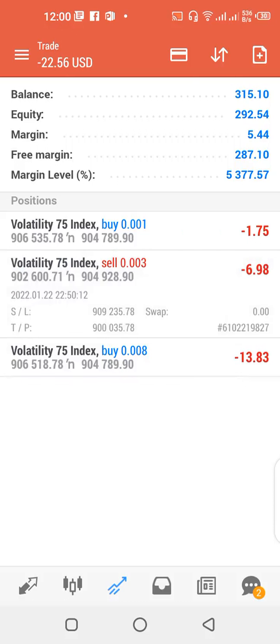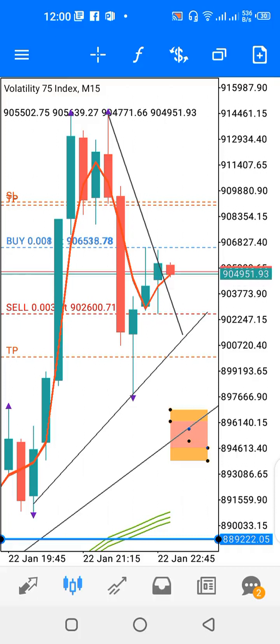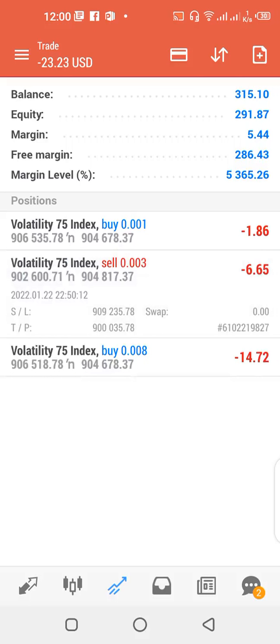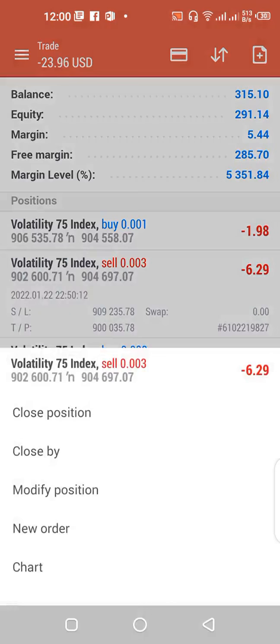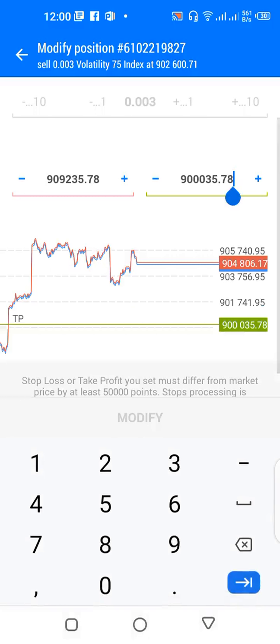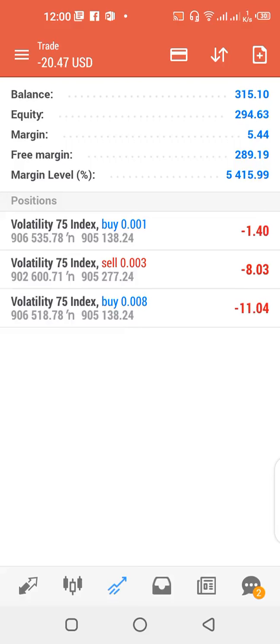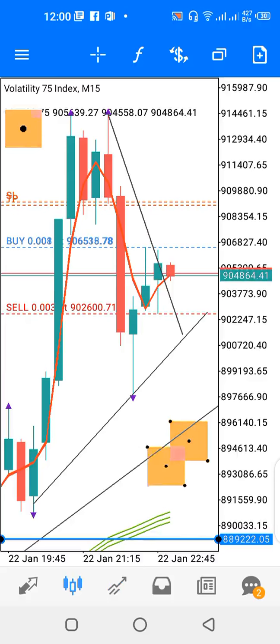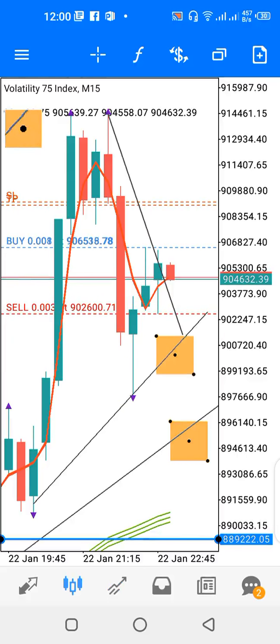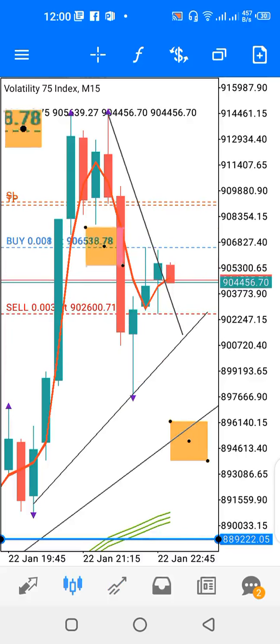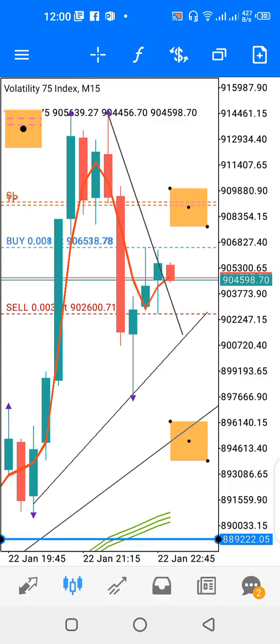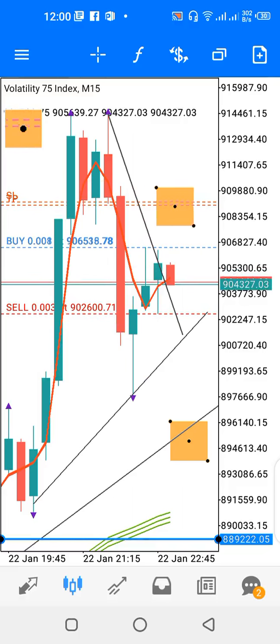Now the next thing to do is to leave the stop loss of the sell position and remove the take profit of the sell position. So that's that. So the sell position has no stop loss, and these are buy positions. We have their TPs above. No stop loss. We have the TP of the buy position and the stop loss of the sell position.